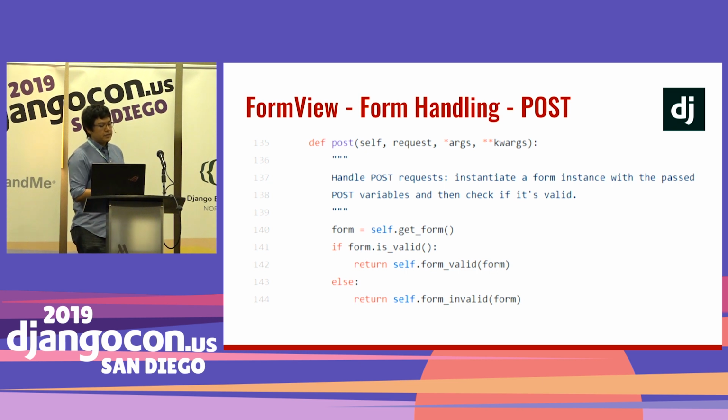And then it validates it and then returns self.form_valid or self.form_invalid. What those do is just return some type of response, because we're in the post and we need to return some type of form response.